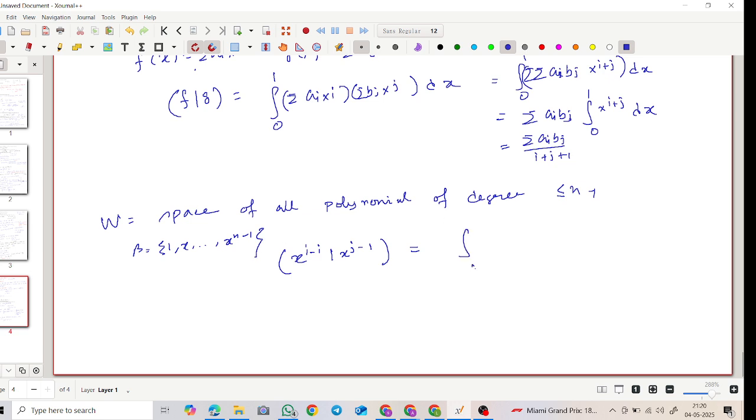It will be integration of x to the power i plus j minus 2 dx, right? That is 1 by i plus j minus 1. So you realize that the inner product which was defined on closed [0,1], C[0,1], if you restrict it to W, you get the inner product matrix to be this.